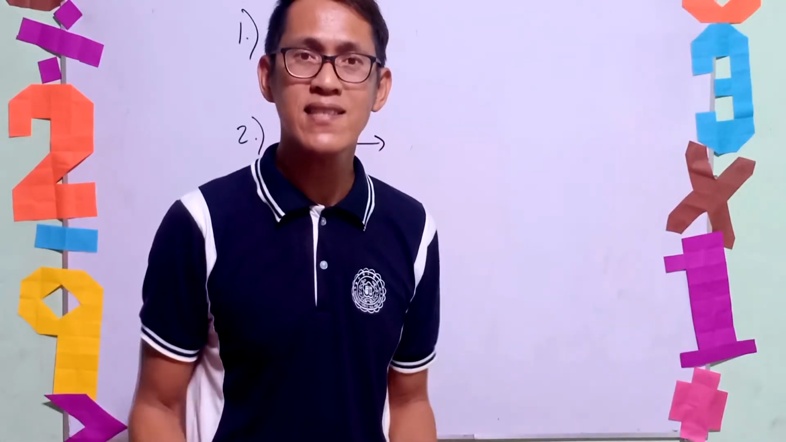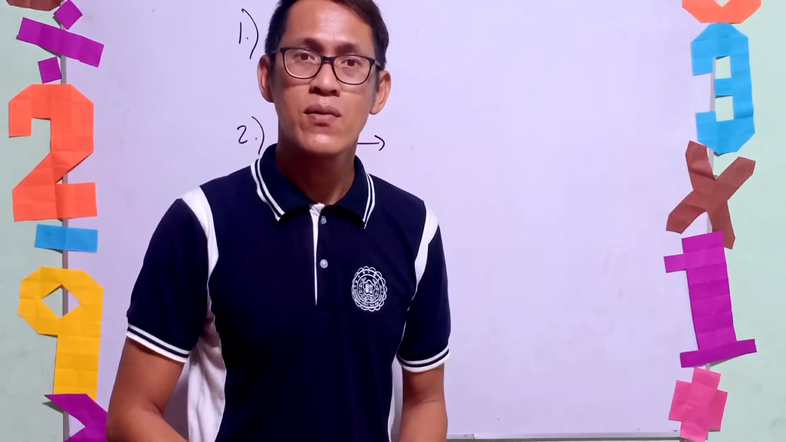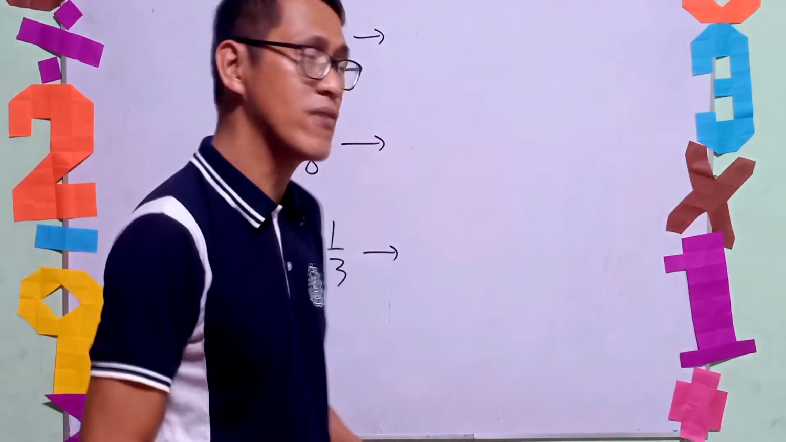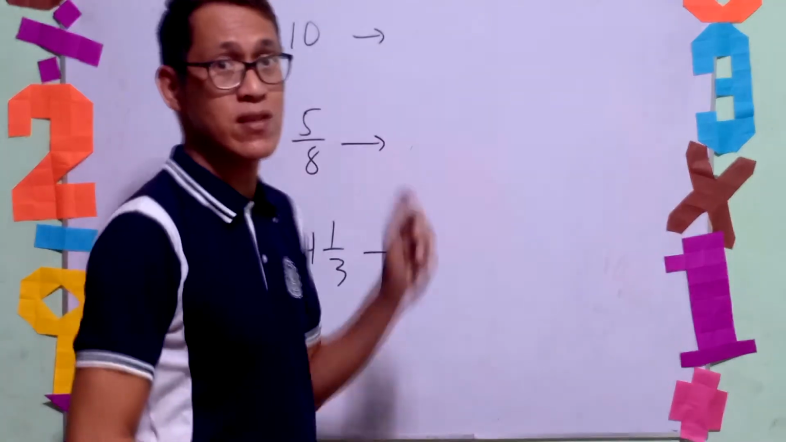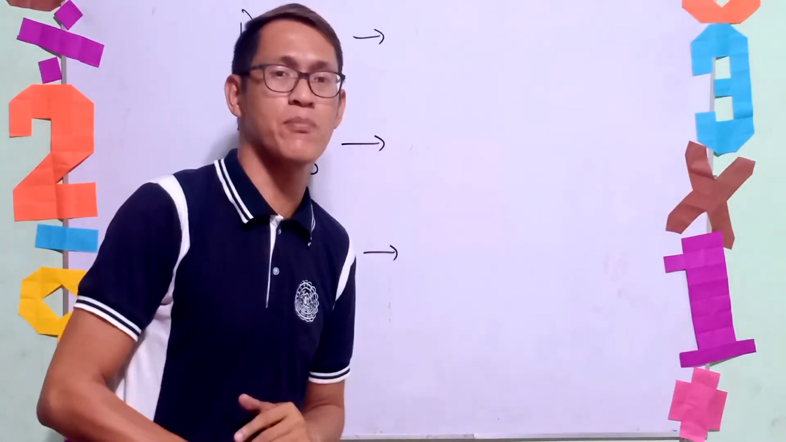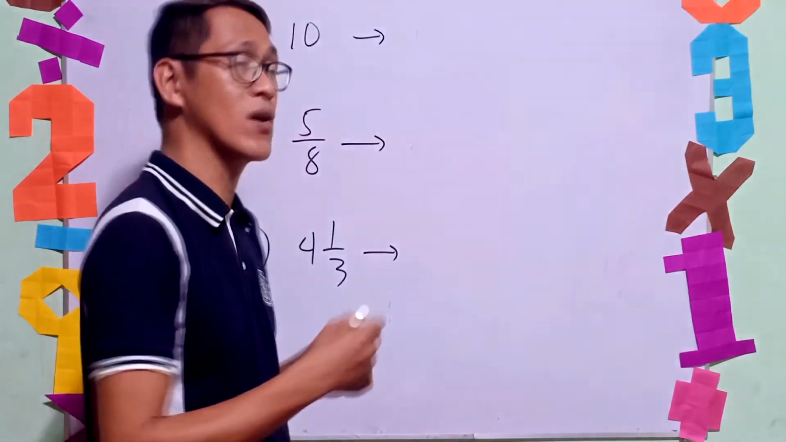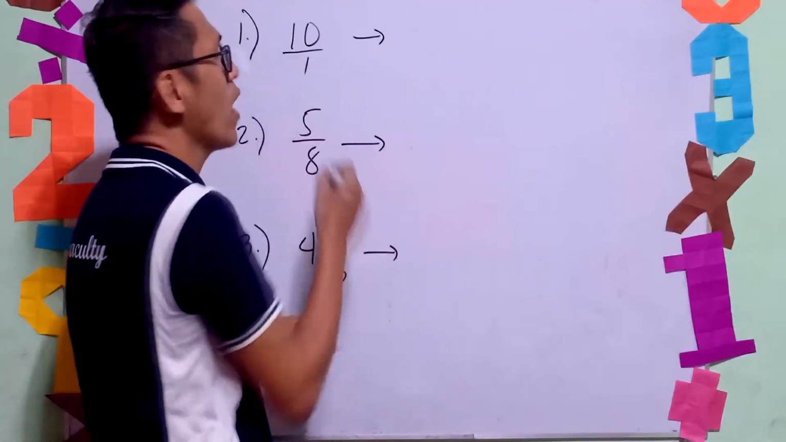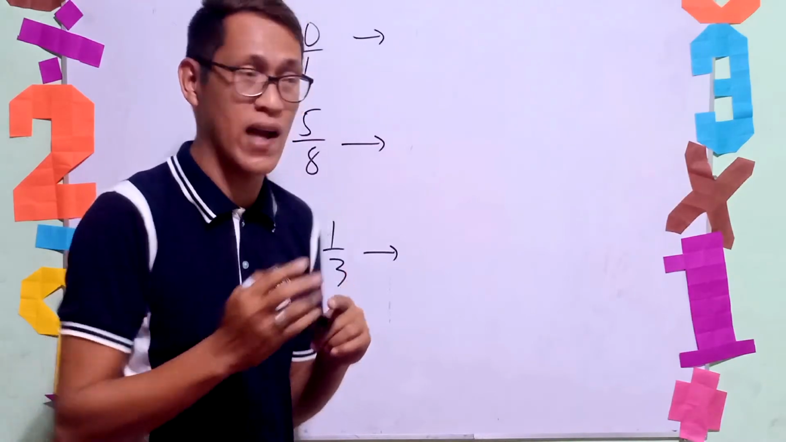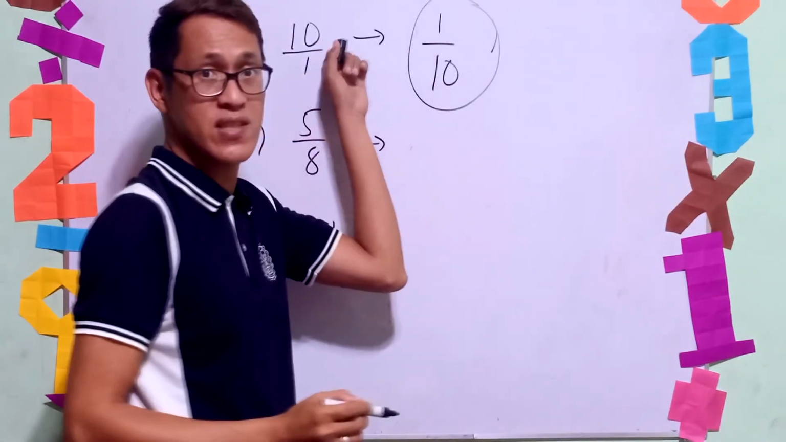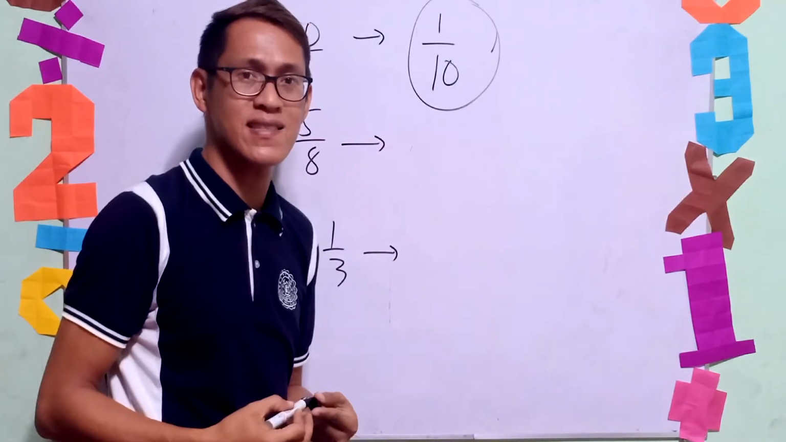Now let's discuss some more examples of how to get the reciprocal of a number. Let's start with the first one. How to get the reciprocal of 10, or what's the reciprocal of 10? Again, 10 is a whole number, so the denominator is 1. So if you switch the 10 and the 1, you will get 1/10. So the reciprocal of 10 is 1/10.